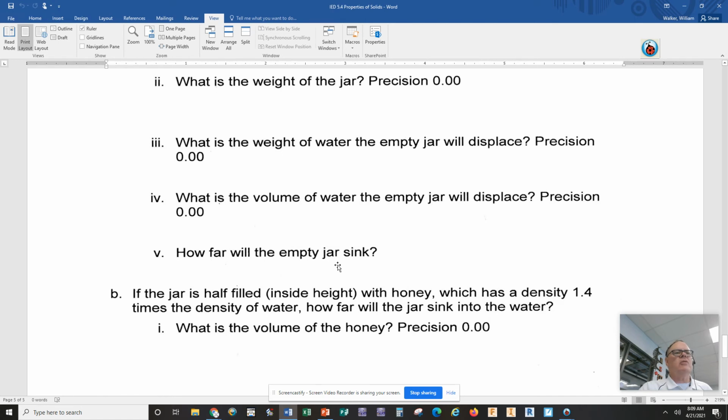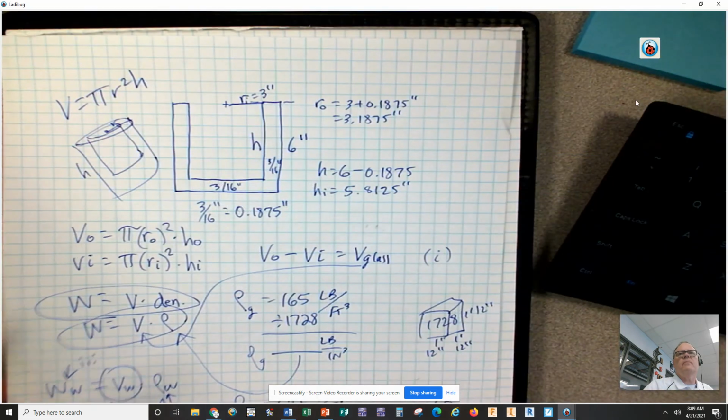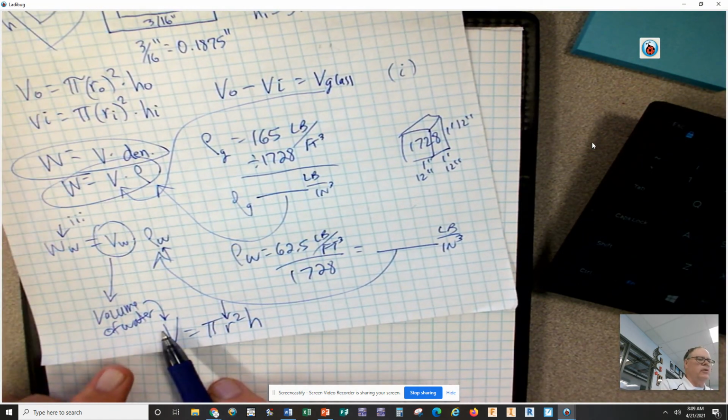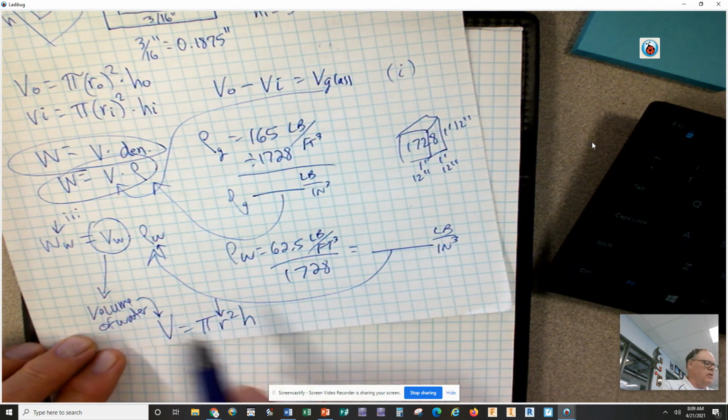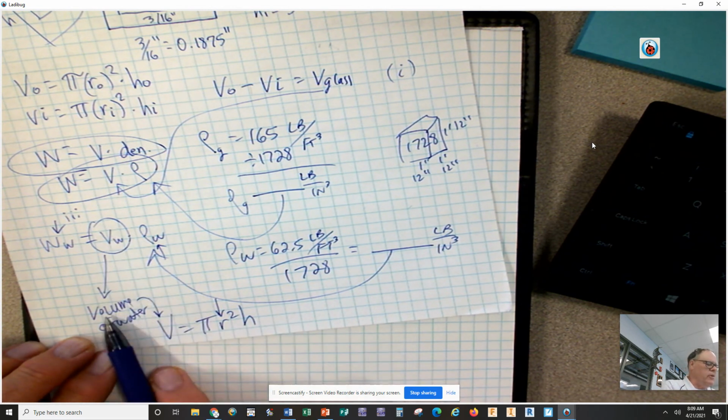And then the volume of water will answer number 4, and to get question 5, how far will the empty jar sink? Once you know the volume of water, you can plug it into the cylinder formula pi r squared H, because remember, you're actually taking out a plug of water that's in the shape of a cylinder, and you're already going to know the outside radius here. You're going to use the volume formula pi r squared H, and you're already going to know the volume of the water from solving this one.